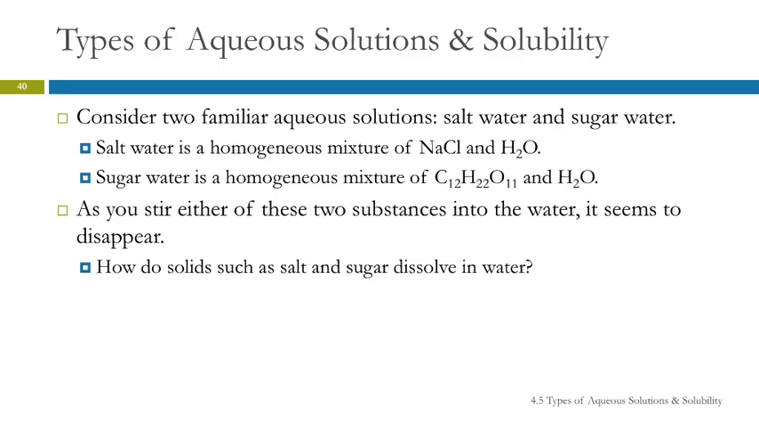So thinking about salt water and sugar water, both things that we've experienced. Salt water is a homogeneous mixture. Another word for that is a solution of sodium chloride and water. Sugar water is a homogeneous mixture or a solution of sucrose, table sugar, and water. You stir either of these substances into the water and it seems to disappear. You can try this at home.